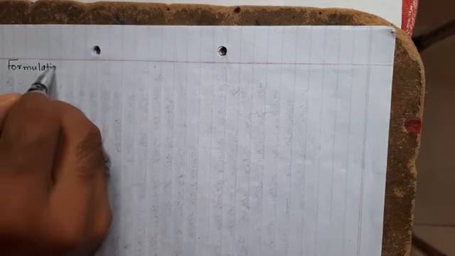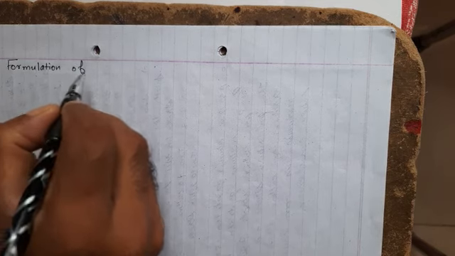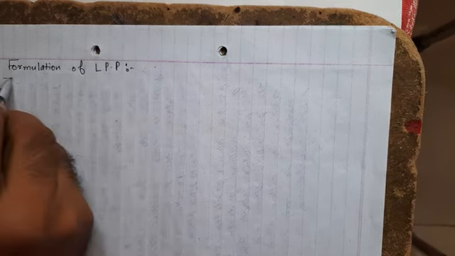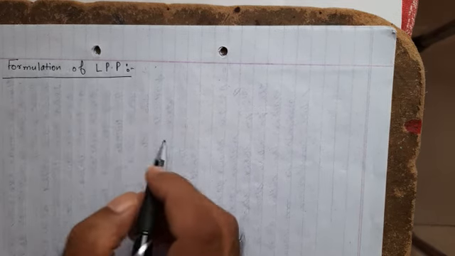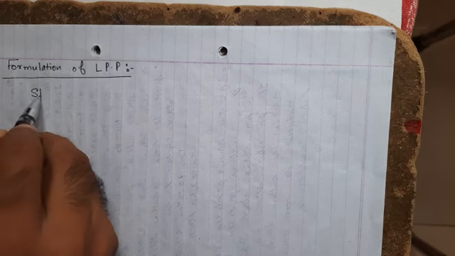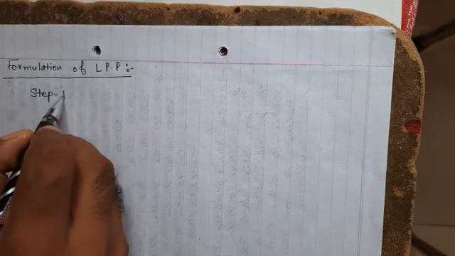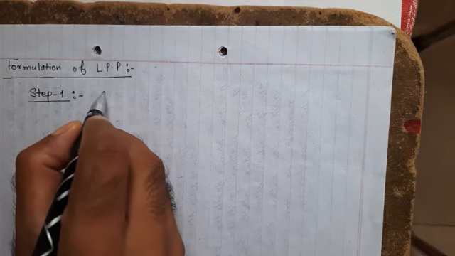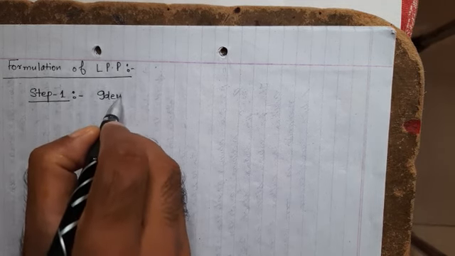Hello students, let us look at how to formulate a linear program problem. So the next topic is the formulation of linear program problems. There are four basic steps involved in the formulation of a linear program problem. Step 1 is to identify the decision variables.